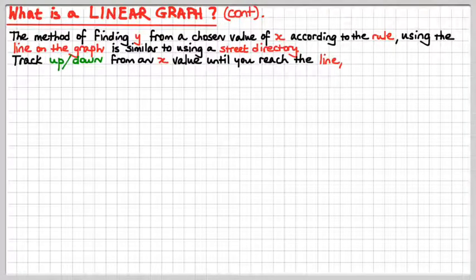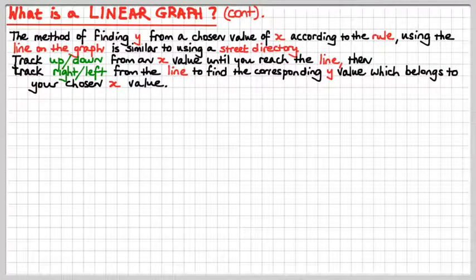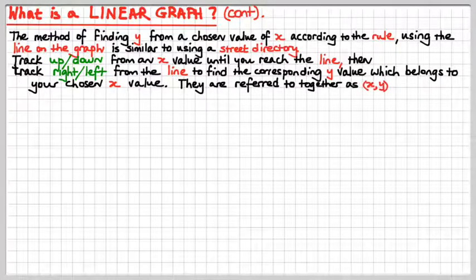So for example, you would track up or down from an x value until you reach the line, and then you would track right or left as appropriate from the point on the graph that you have just found, to the corresponding y value on the y-axis which belongs to your chosen x value. These points on the graph which connect an x value with its corresponding y value according to the rule are referred to together as a coordinate pair.